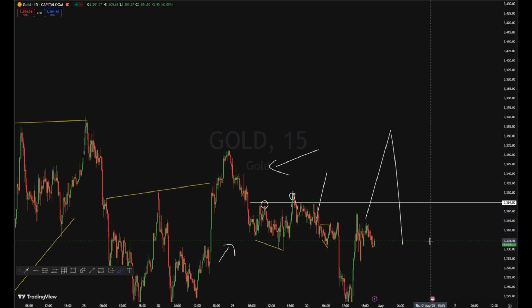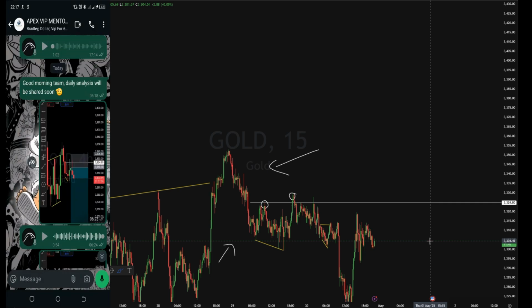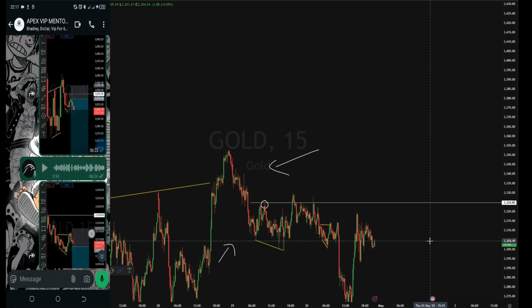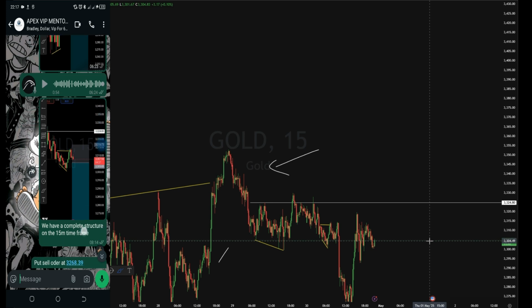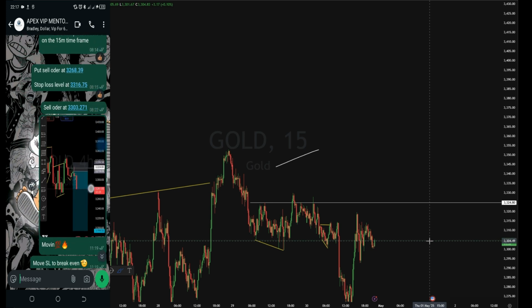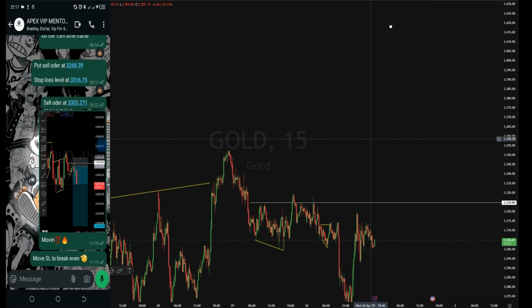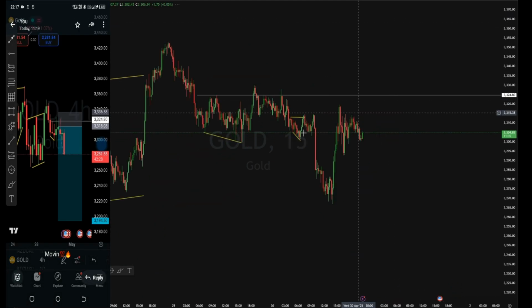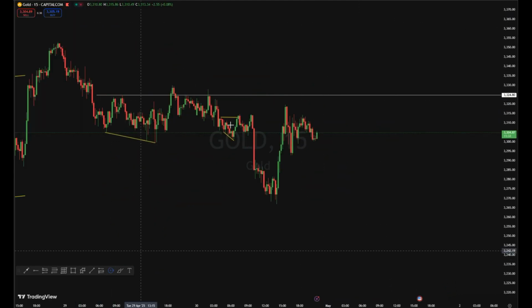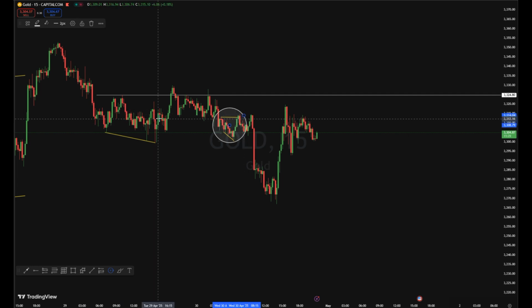When I woke up in the morning, it was around 8 in the morning. I did send the analysis on the group, guys, on the VIP side. So I will put a screenshot somewhere on the screen, guys. The pattern was this one, guys. A clear two-touch structure. So you can see that this is the same as this one.